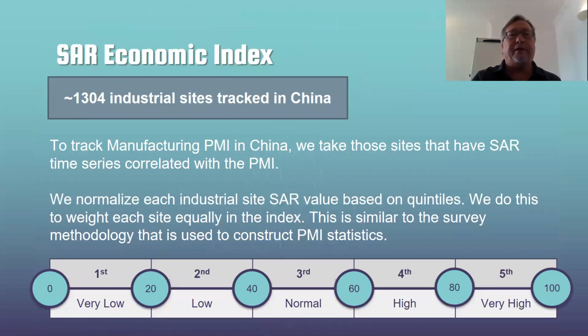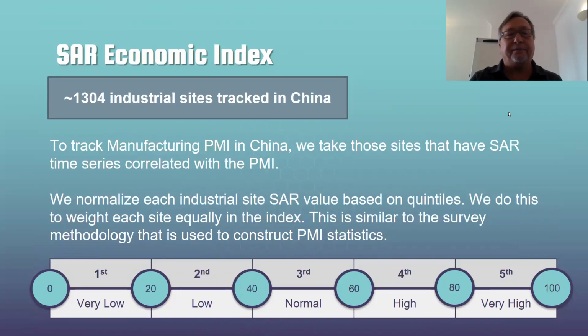So in the case of China, we're going to start off with 1,304 industrial sites. So there's going to be a lot of noise in these data, okay? And so this is the main problem that we've had to deal with, about how to think about aggregating these kinds of data after they've been constructed. And so what we're going to do is we're going to take those sites that have SAR time series that are correlated with the PMI.